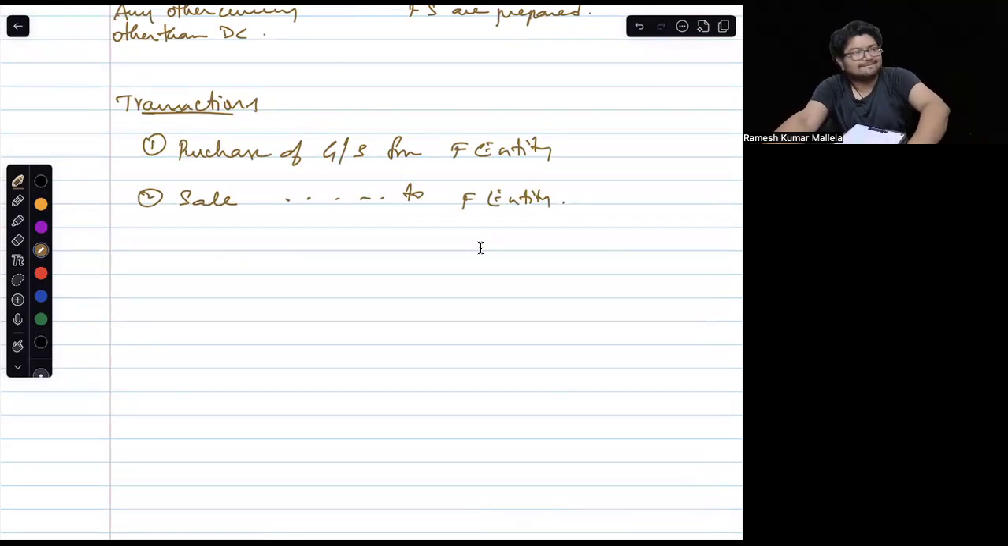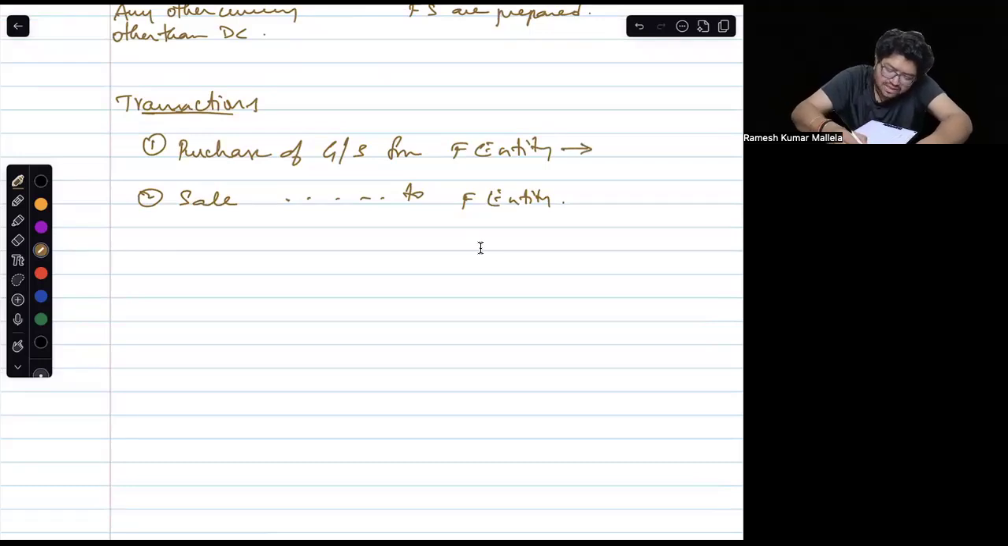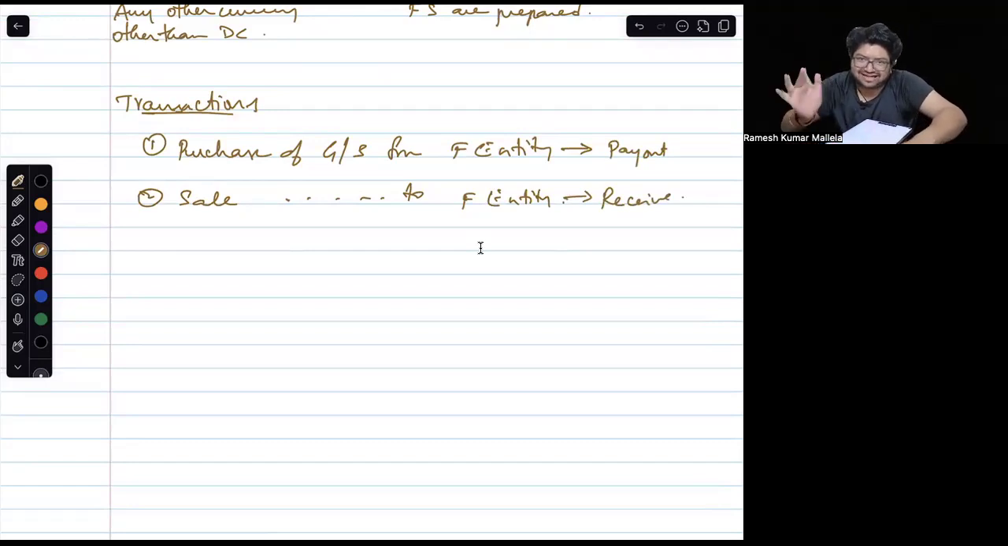Now, in the purchase of goods and services from a foreign entity or sale to a foreign entity: if I purchase, I have to pay out to that particular country. If I sell, I receive consideration. Pay consideration, receive consideration. Correct? Now I will take an example for purchase and discuss it. After that, I will take an example for sale and discuss it.